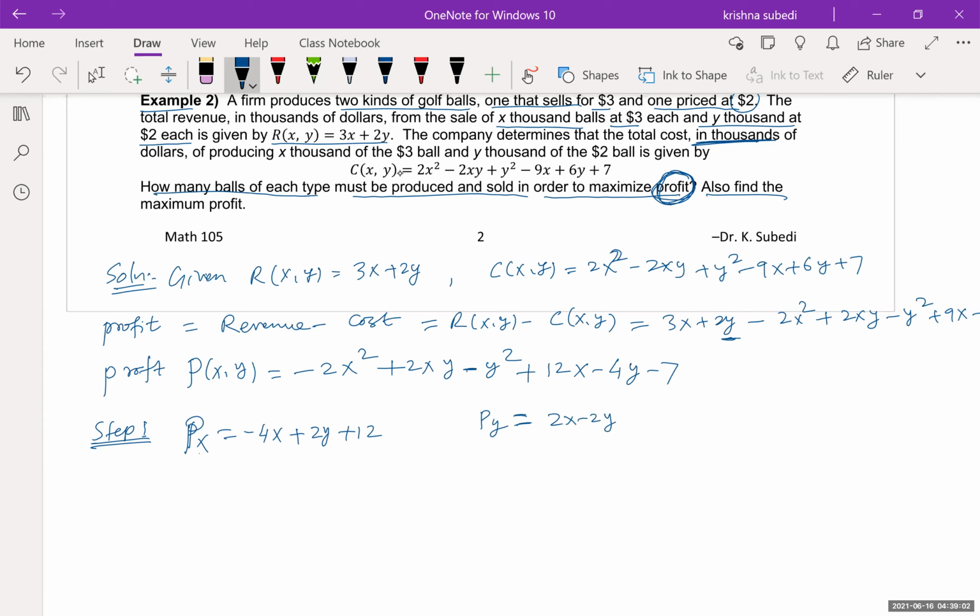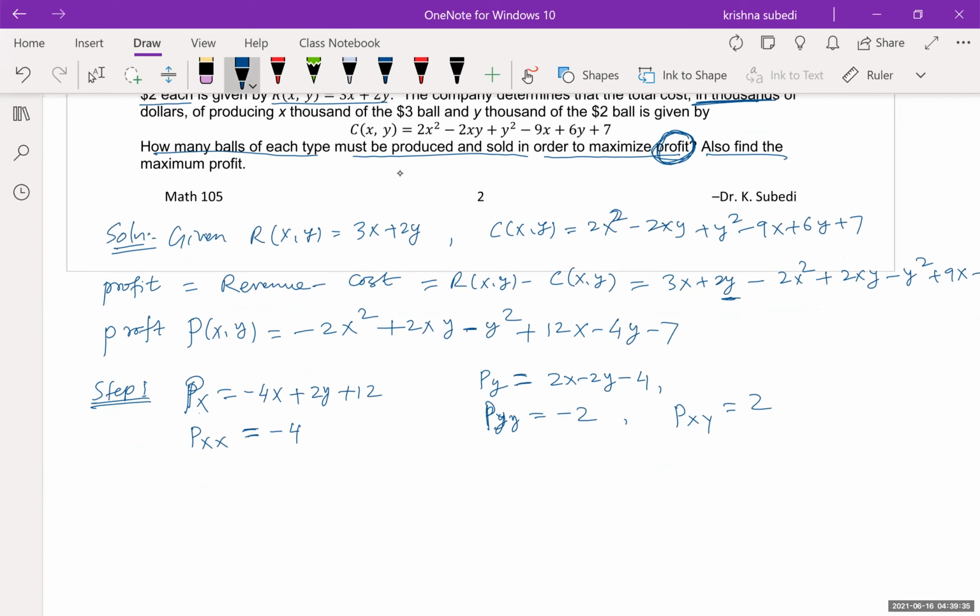And now let us find the partial with respect to x and again x. So the second order partial derivative with respect to x is going to give me negative 4, and P sub yy is negative 2, and P sub xy is 2. I trust that everybody knows how to find the first order and second order partial derivatives.